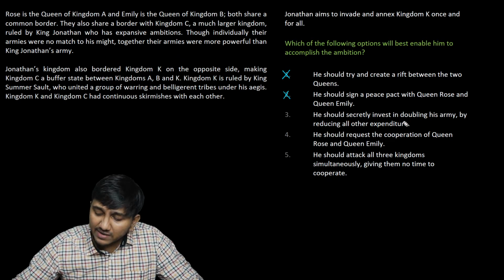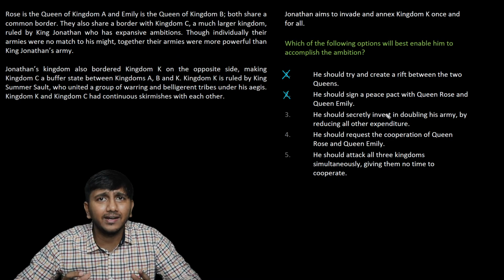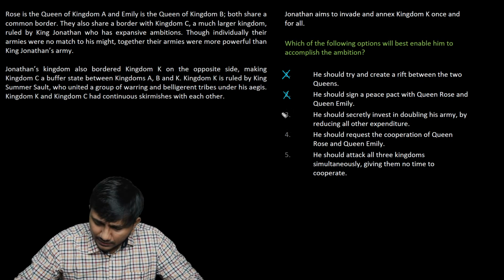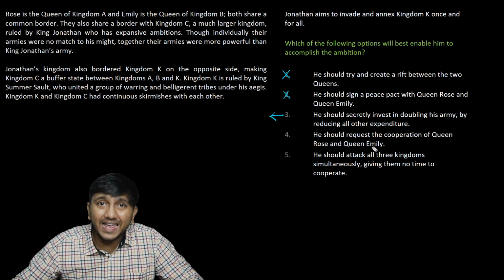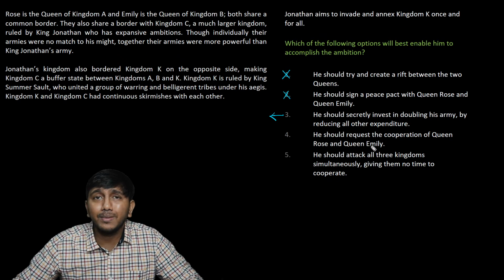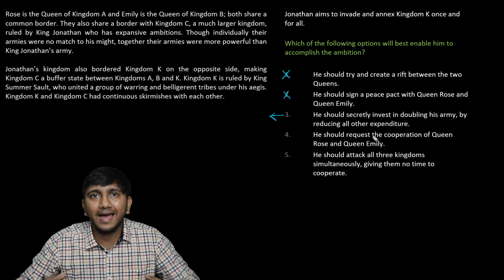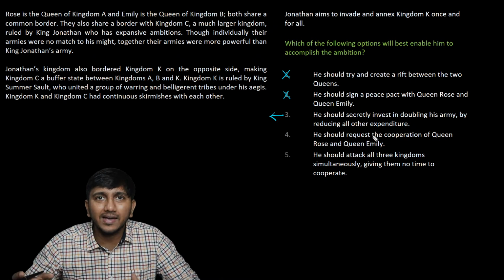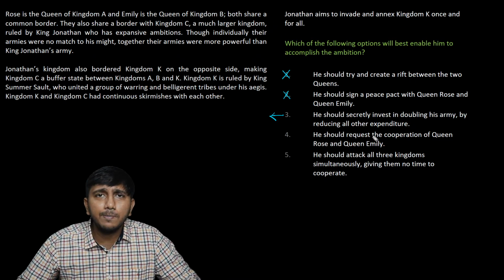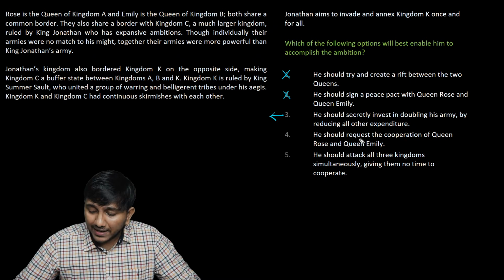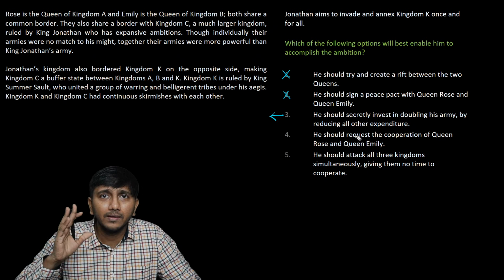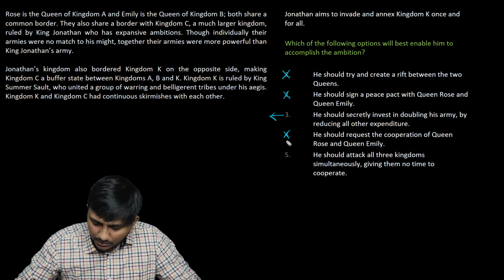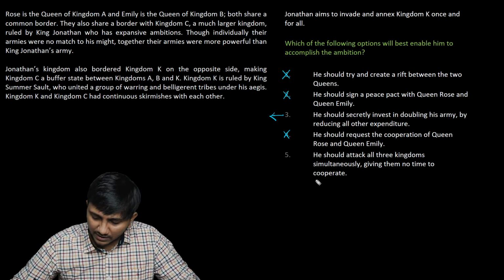He should secretly invest in doubling his army by reducing all other expenditure. This is something very direct. You want to attack, you double your army, right? Looks like that could be our answer. Let's look at the other ones. He should request the cooperation of Queen Rose and Queen Emily. Yeah, you can always request, but you might not get their cooperation. What do they have in it to come and help you attack K? They are probably being very peaceful, right? So requesting might not be as efficient as building your own army, because your request might not result in anything. They might not be interested in helping you annex the neighboring place.